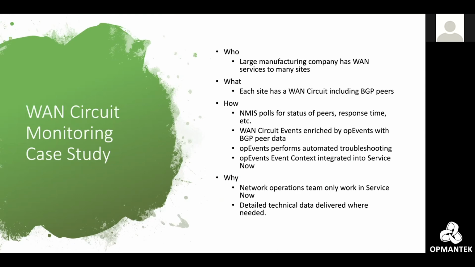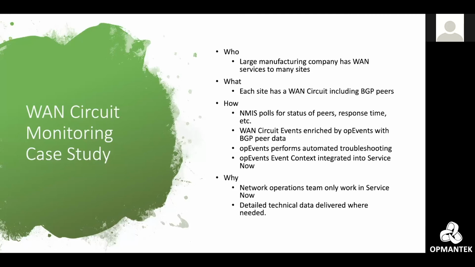So when the WAN circuit event comes in, it's enriched by OP Events with additional BGP peer data and all the other WAN circuit data that they need. So you don't need to go hunting for all this other information. All the information that you need to understand what's going on is there, in the OP Events panel, right? So OP Events also performs automated troubleshooting. As that WAN circuit event comes in, it verifies things. It's going to ping the node and verify other things that it can do depending on the type of event that's coming in. Very powerful capability, part of Opmantek's operational process automation capability that's across our products.